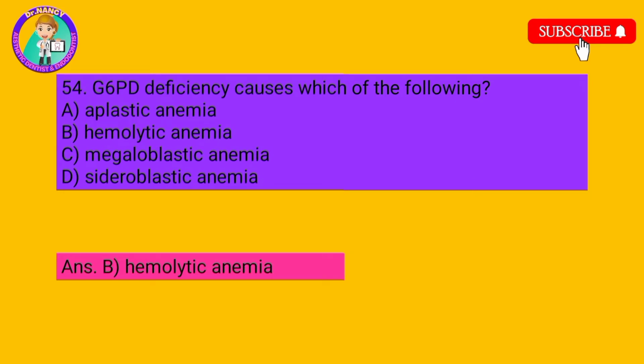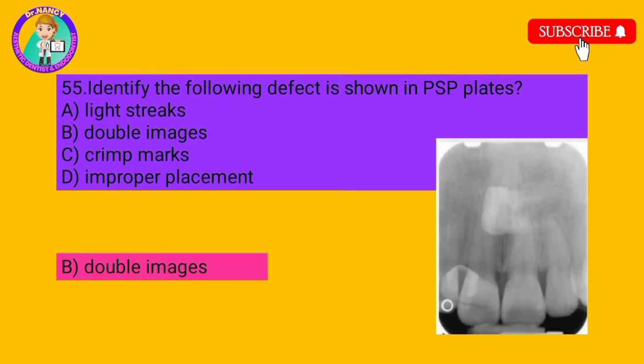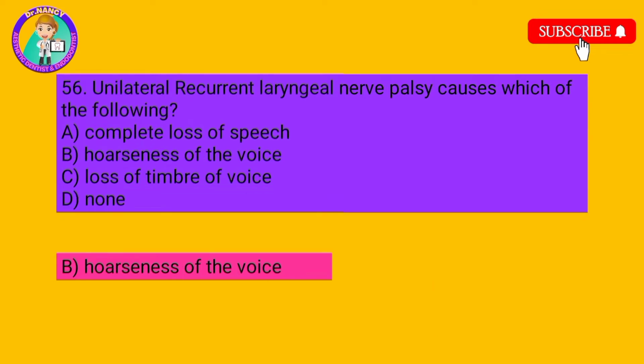G6PD deficiency causes which of the following? Aplastic anemia, hemolytic anemia, megaloblastic anemia, sideroblastic anemia. Answer: hemolytic anemia. Identify the following defect shown in PSP plates. Light streaks, double images, crimp marks, improper placement. Answer: double images. It may also be caused due to improper cleaning of PSP plate.